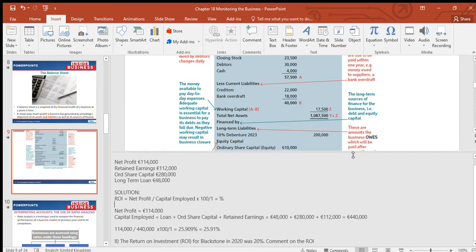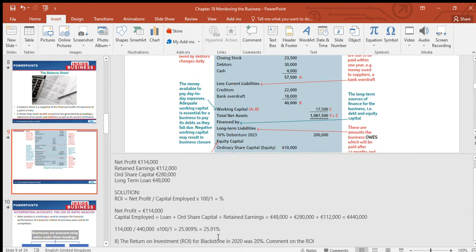Moving down again. My formula is the return on investment is net profit divided by capital employed. So 114,000 is my net profit, 440,000 is my capital employed, multiplied by 100 over 1 equals 25.909%. Always show to two decimal places, so 25.91% is my answer.